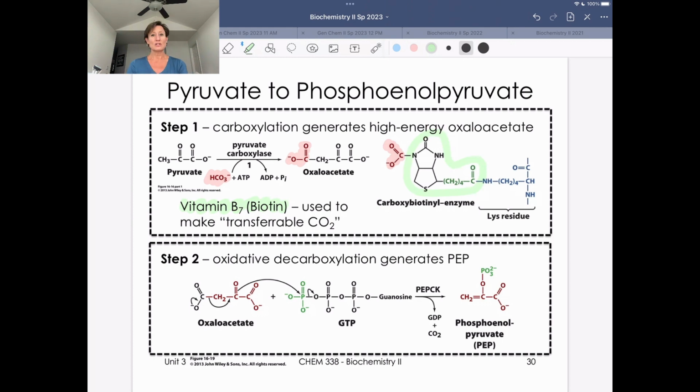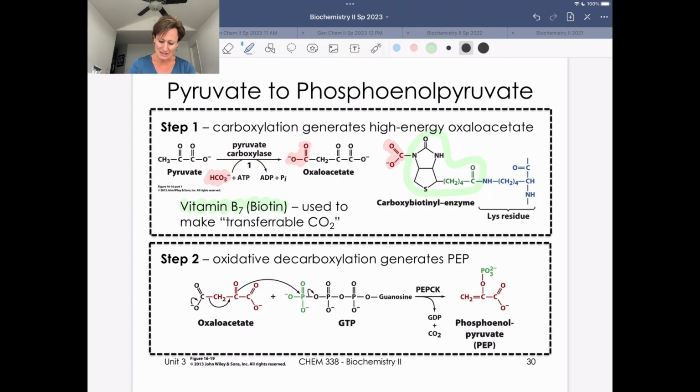So biotin essentially is going to be attaching itself onto a lysine residue in the protein where it's going to be doing its chemistry, and it is a way of making what we call transferable CO2. It's going to take bicarbonate out of just the solution that we have there, and then add it as a carboxylate group on its own position here. And so it's really sitting there like a hot potato, ready to decorate wherever you need that CO2 group to be added. So that's the chemistry that happens with pyruvate carboxylase.